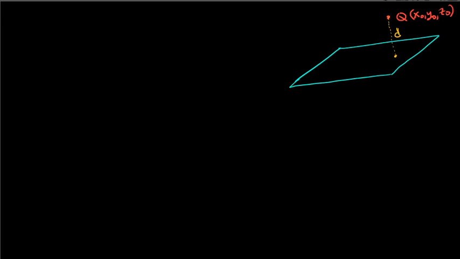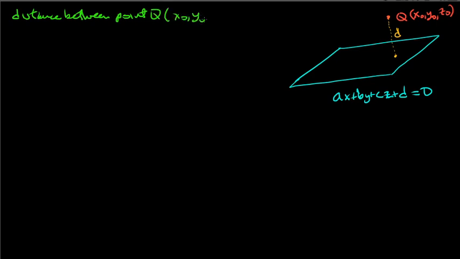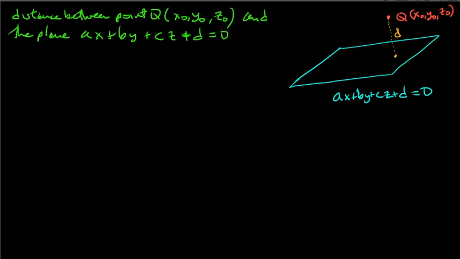So we're given the point, and presumably we're also given the equation of the plane, in standard form. So we have the equation of the plane and we have the point. Find the distance between them. So this is the distance between a point Q, and again, the three coordinates will be given, and the plane ax plus by plus cz plus d equals 0, the standard form of the plane. So that's what we're going to try to figure out.